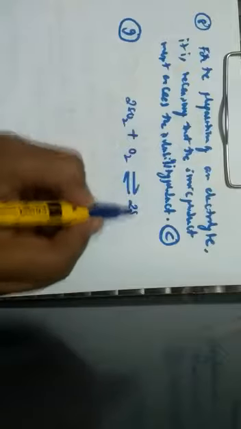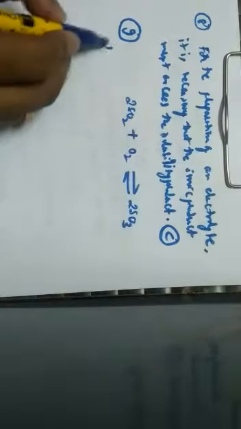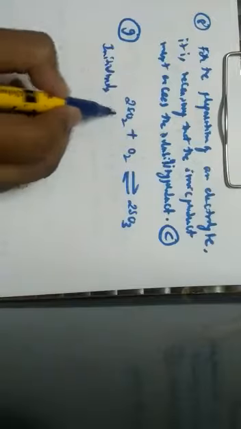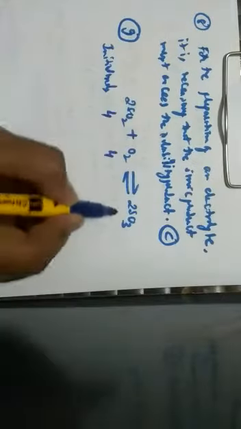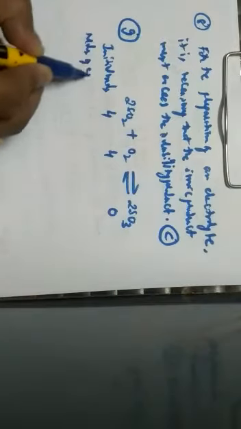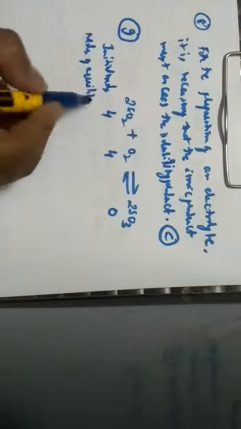So first, let us write a chemical equation, that is 2 moles of SO2 plus O2 will give rise to 2 moles of SO3. The initial moles given are 4 moles and 4 moles again. In the initial case, the product will be 0. Therefore, the total number of moles at equilibrium is equal to 4 into (1 minus 0.5).